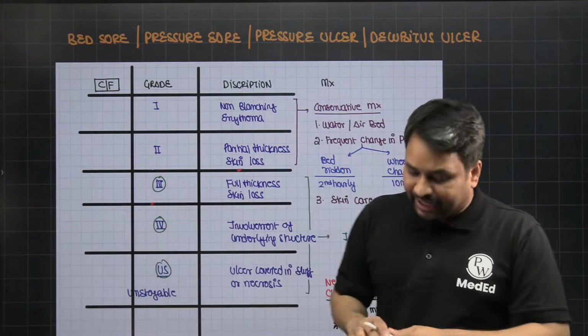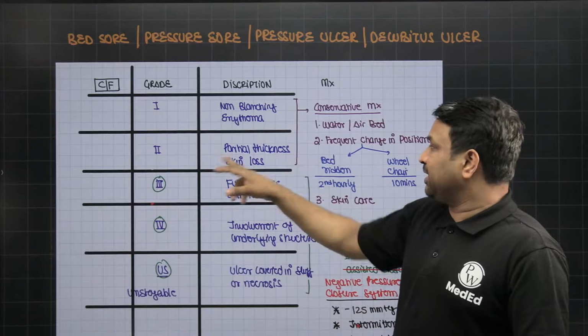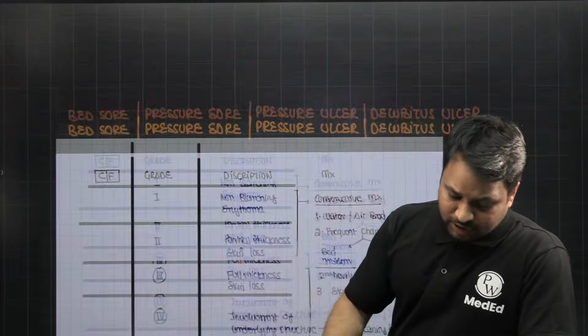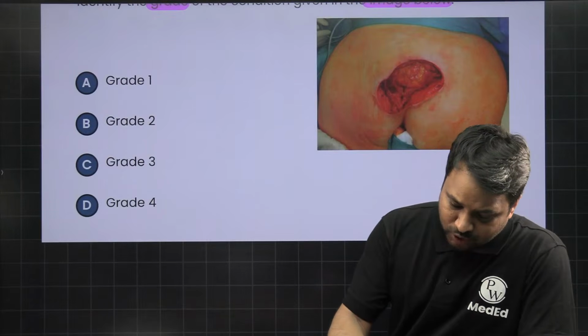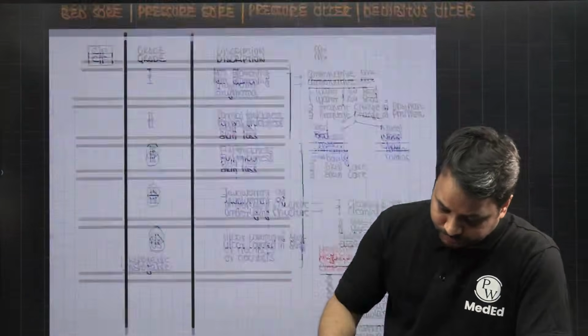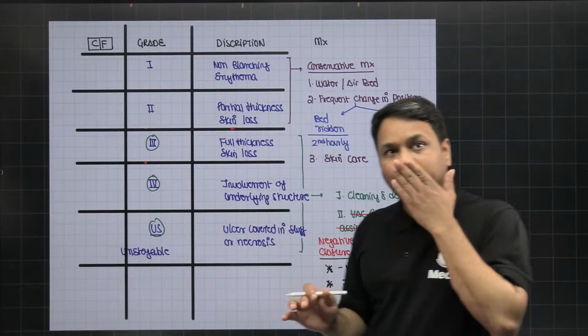Now, when you say grade 1, there will be presence of non-blanching erythema, grade 2 partial thickness skin loss, grade 3 full thickness, grade 4 involvement of underlying structure. As you can see, the underlying structure is involved. So the answer is very clear. It is going to be grade 4. Right? Now, usually the question that they ask you is how do you manage this, right?